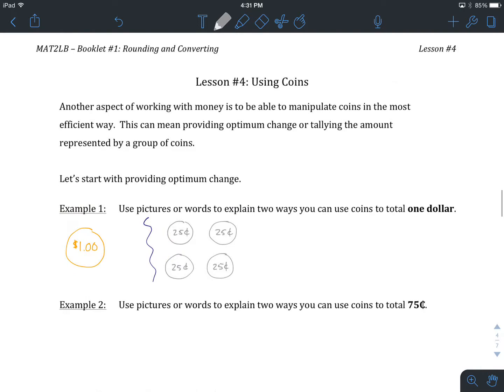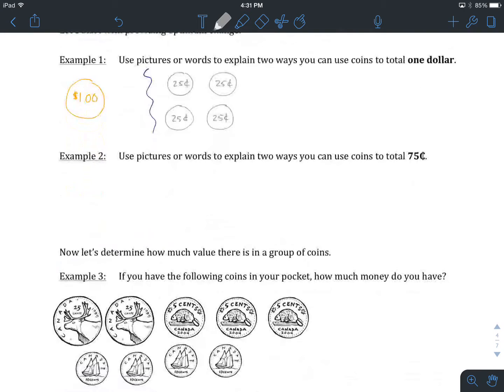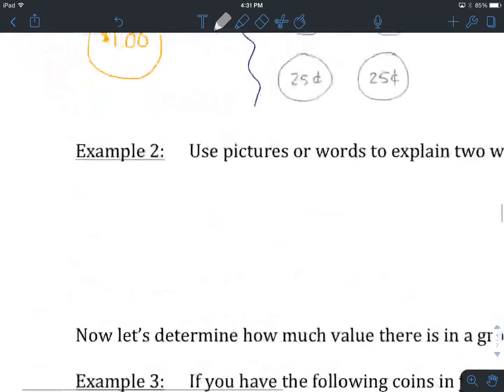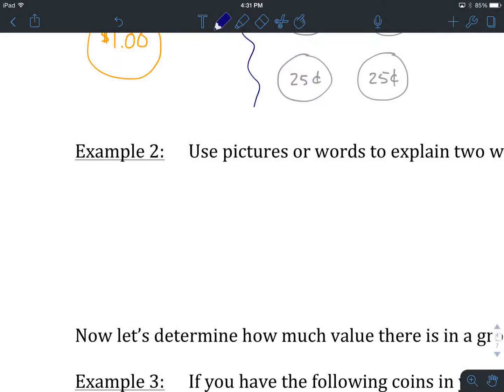Let's jump to example number 2. This time I'm going to use words. Use pictures or words to explain 2 ways you can use coins to total 75 cents. Okay, I can't use loonies this time because that's too much value. That's $1 and I only need 75 cents. So one way that I could do it right off the top of my head, 3 quarters. Let's call this number 1 over here. Number 1, I could get 3 quarters equals 75 cents. So that's one way that I could go about getting 75 cents.